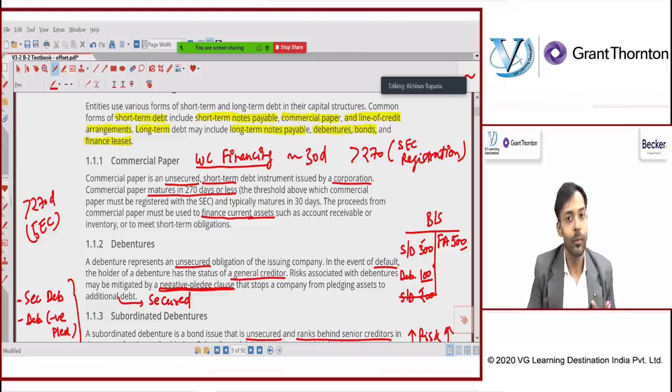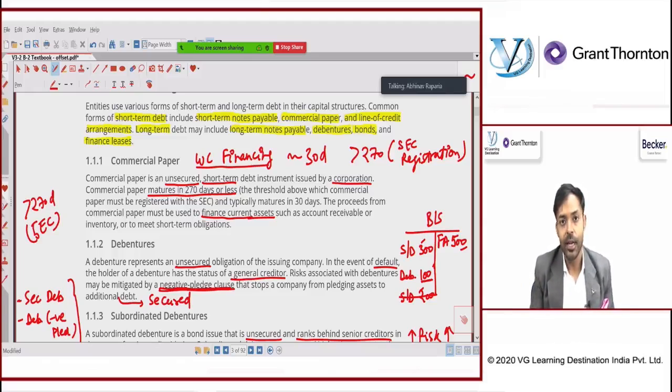So we've done commercial paper. It's a working capital financing. Generally, it is 30 days. It could be more than 270 days, but if it is more than 270 days, it has to be registered with SEC. Generally, companies prefer commercial papers which are less than 270 days because of the lesser compliance and the lesser cost. It's a short-term financing arrangement. It's an unsecured debt. Generally, it is issued by large corporations. Earlier, the investors used to be HNIs and large corporations, but now retail investors are also coming into it. It is a money market instrument.